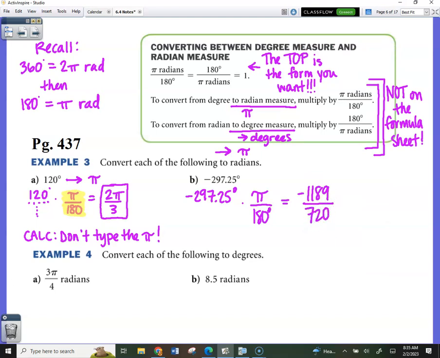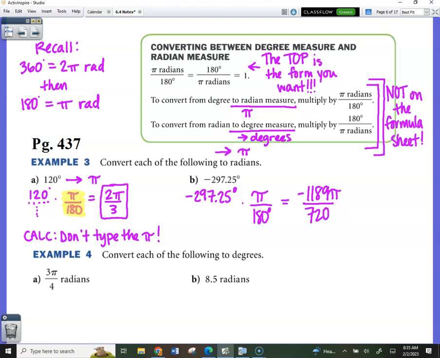You should know that I always write the pi with the top number. Some people write it out beside it. I tend to write it with the top so that I don't ever accidentally think it's in the bottom of the fraction, because it never is. So you just decide which way you like.